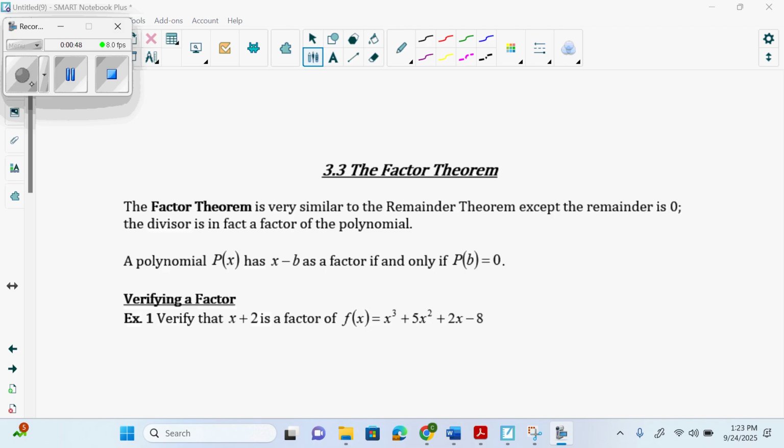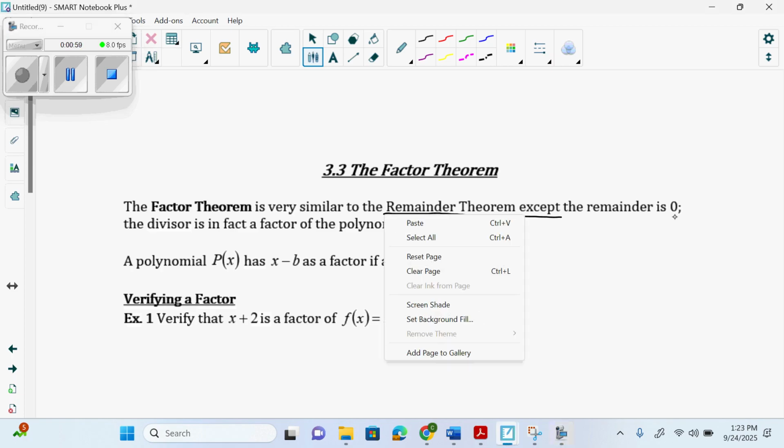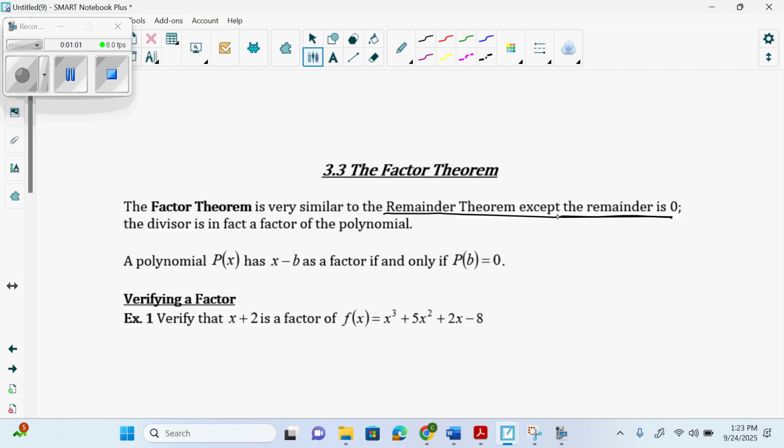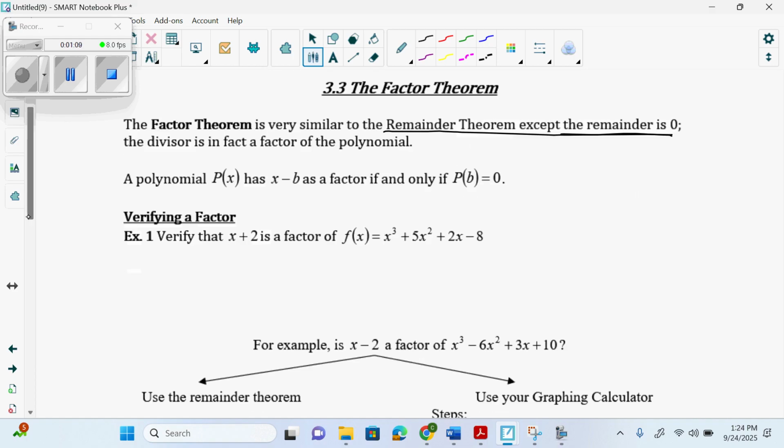Okay. So in order for something to be a factor, the remainder has to be 0. So you'd use your remainder theorem, and you'd look for a remainder of 0 in order for something to be a factor, because that means it goes in evenly. So we want to verify that x plus 2 is a factor of this. Remember, we could just use remainder theorem. So we have x plus 2. What would x equal?